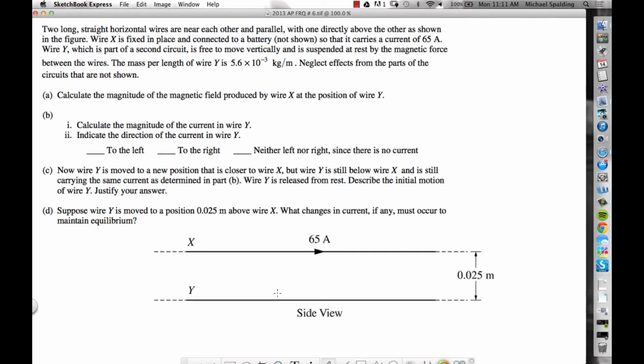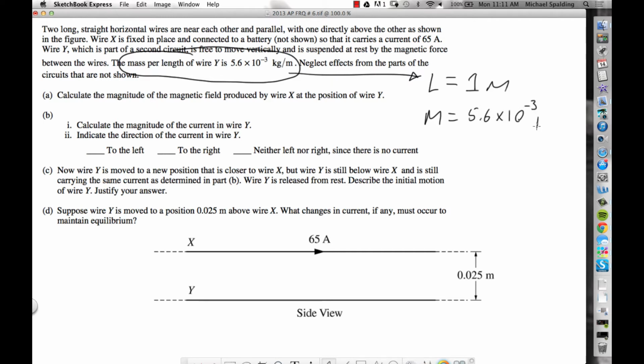But actually, before I erase this, I want to mention something. Notice what they say here: the mass per length of wire. How do we deal with this? We're going to say, all right, the length of the wire is going to be 1 meter. If we make the length 1 meter, then what's the mass going to be? 5.6 times 10 to the negative 3 kilograms, right?